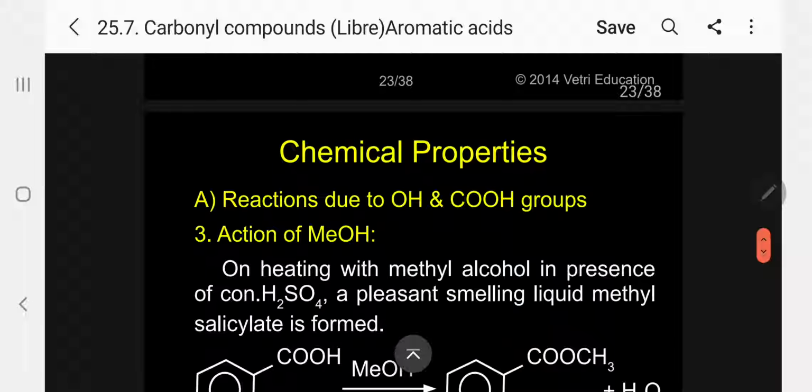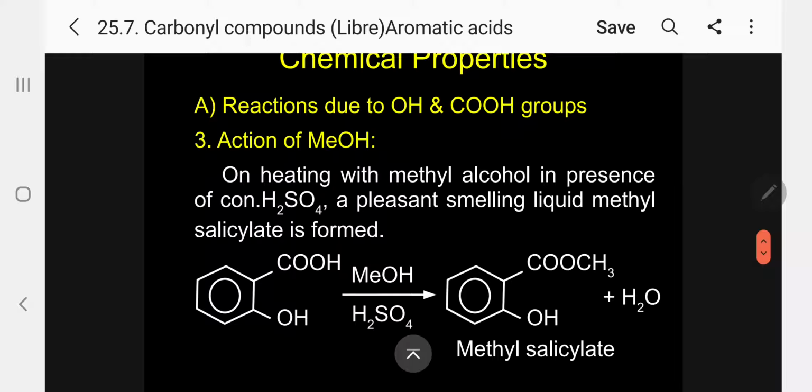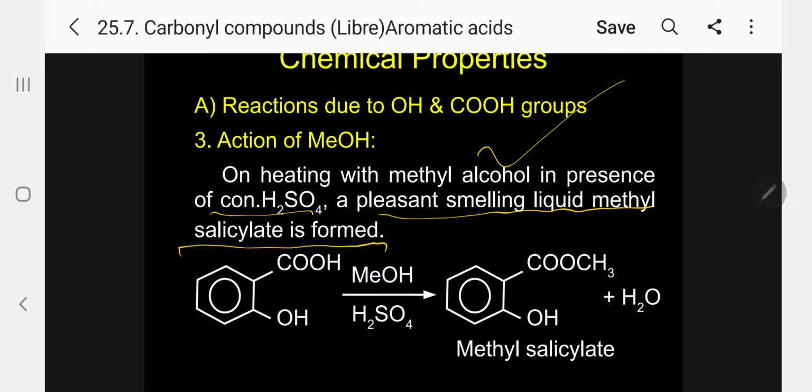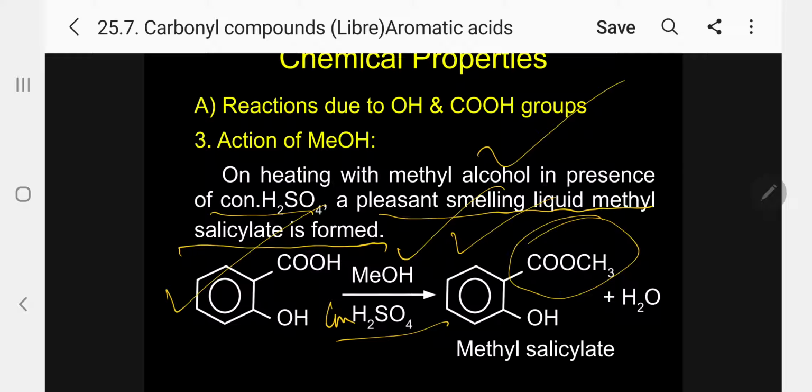Then, the third reaction is with methanol. Kindly follow. Alcohol with acid will form an ester. So on heating with methyl alcohol in the presence of concentrated sulfuric acid, a pleasant smelling liquid, methyl salicylate, is formed. This is salicylic acid. We are treating with methanol and concentrated sulfuric acid. So what will happen? This ester is formed. The methyl salicylate is formed, with a fruity odor.